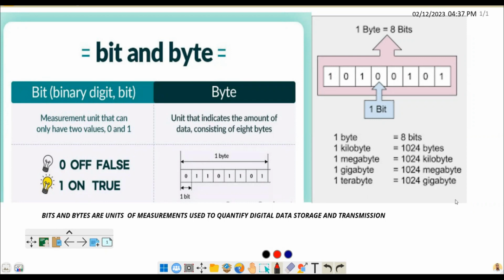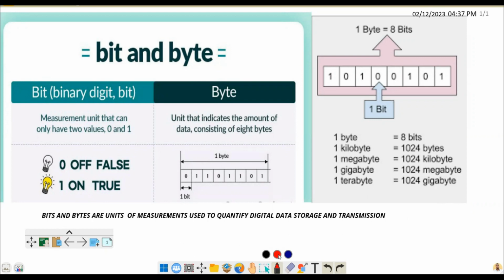As I promised you last time, today we are going to be looking at bits and bytes. To start with, one definition. A bit and a byte are units of measurement which are used to quantify digital data storage and transmission.